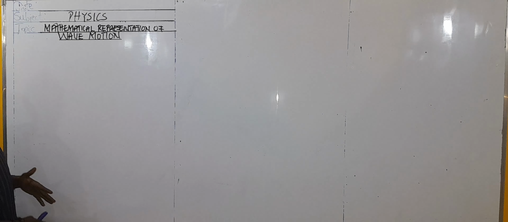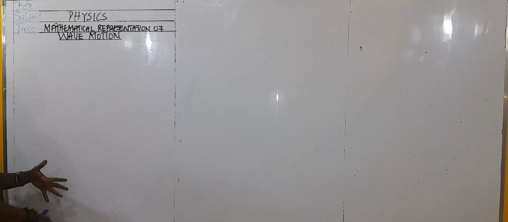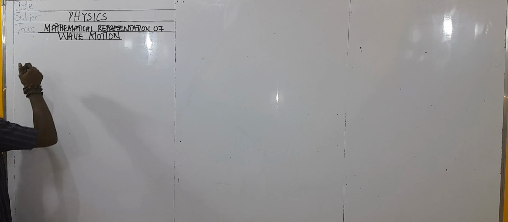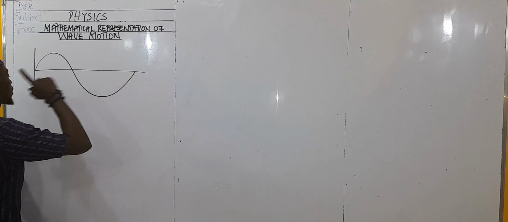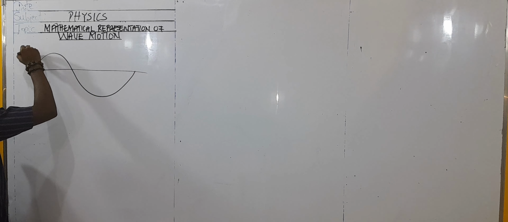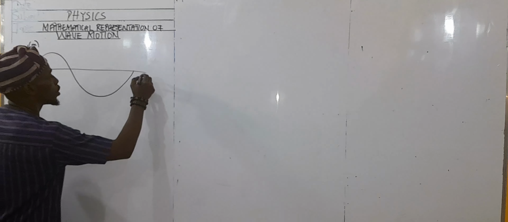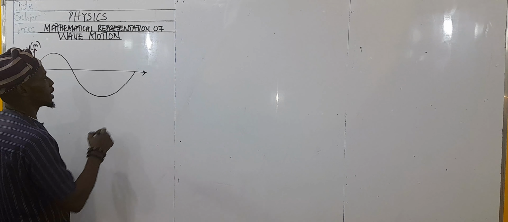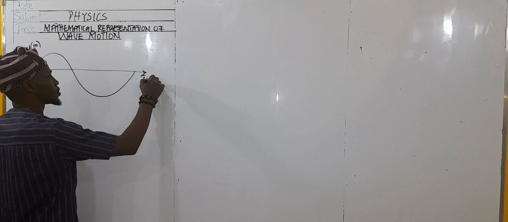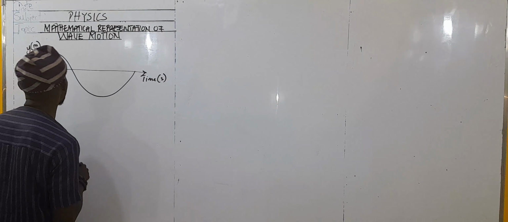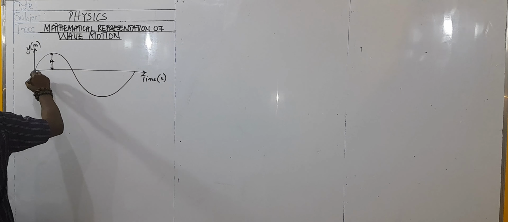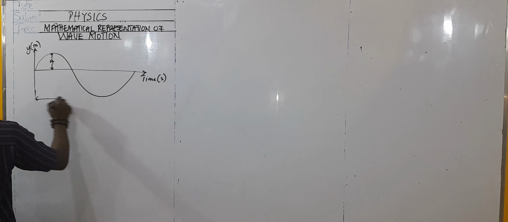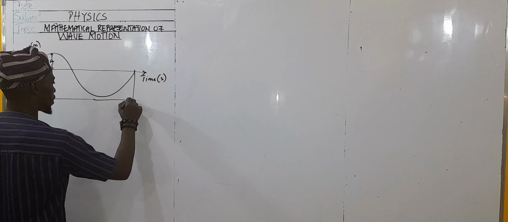Right, so what we want to discuss is the mathematical representation of wave motion. Now, the first thing is, let's draw the wave motion. Let me use y displacement along the vertical line and then time in seconds. Alright, we have amplitude here, and everything I'm drawing here is just one wavelength. Okay?